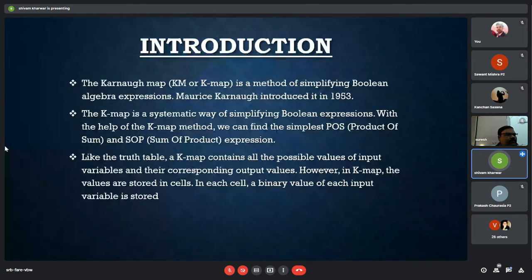Introduction. The Karnaugh map or K-map is a method of simplifying Boolean algebra expressions. Maurice Karnaugh introduced it in 1953. The K-map is a systematic way of simplifying Boolean expressions. With the help of the K-map method, we can find the simplest POS, product of sum, and SOP, sum of product, expressions. Like the truth table, a K-map contains all the possible values of input variables and their corresponding output values. However, in a K-map, the values are stored in cells. In each cell, a binary value of each input variable is stored.